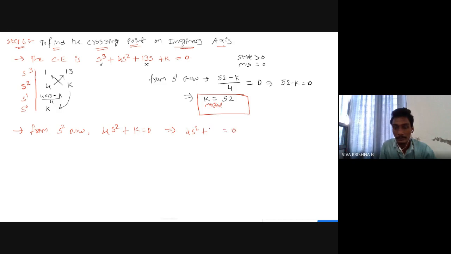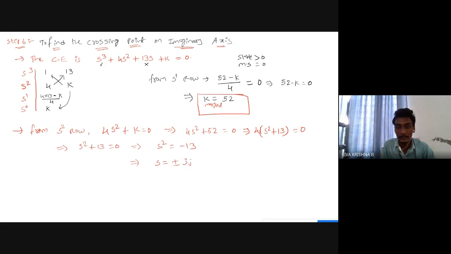So is there any cancellations? If you take 4 outside, 4 into s square plus, what is the remaining here? 13. So it implies s square plus 13 equals 0. It implies s square equals minus 13. s equals plus or minus j root 13.